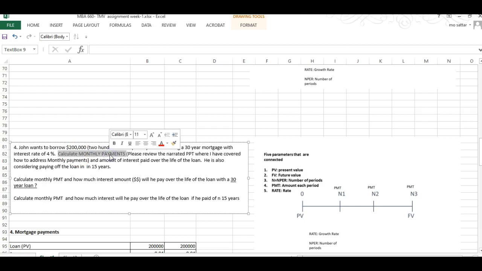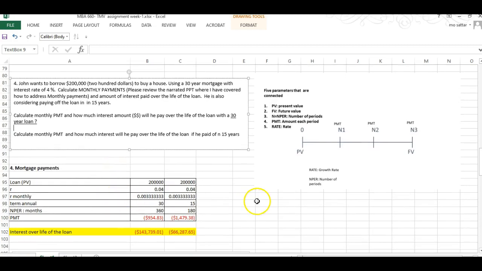Typically when we pay a mortgage, we don't pay an annual amount. We pay a monthly amount, so we have to account for that. We will also do the calculation again to see what if he gets a 15-year loan, what would the difference be? So for each scenario, a 30-year and a 15-year, we want to calculate his monthly payment that he has to pay to the bank. And over the life of the loan, how much interest will he pay? We'll do it once for 30 years, and then again for 15 years.